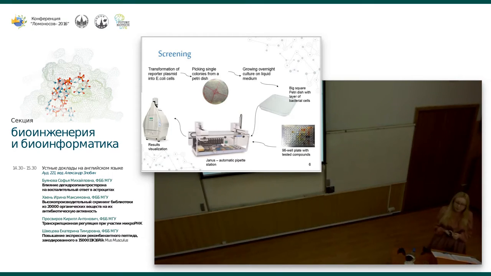After that, we started the screening process. First of all, we transformed chemically competent bacterial cells with our reporter plasmid. Then we selected cells that actually have our construction by growing them in an ampicillin-containing environment. After that, we grew overnight cultures in liquid medium and made a smooth layer of cells on a big square Petri dish. After that, we dripped our tested compounds on the cell layer using an automatic pipette system called Janus that could simultaneously put 96 compounds on the cell layer. Then we incubated cells with the compounds for about 16 hours and visualized the results using ChemiDoc.